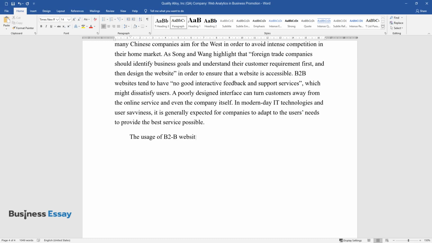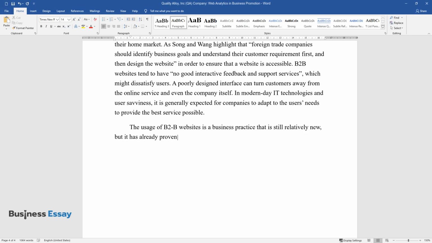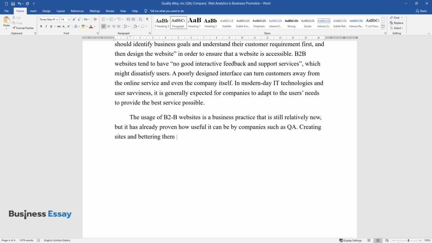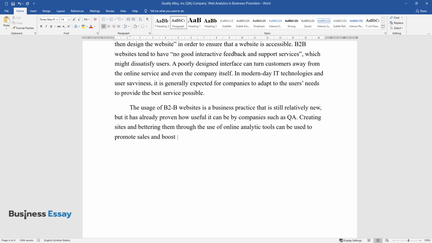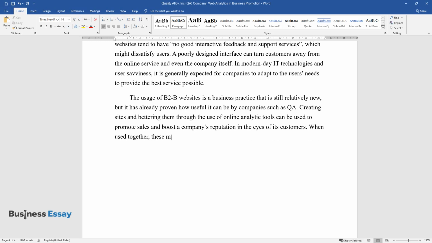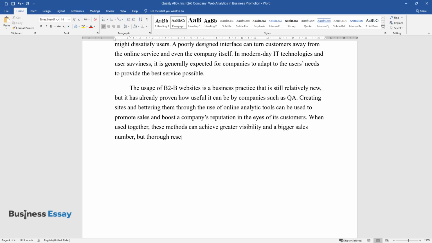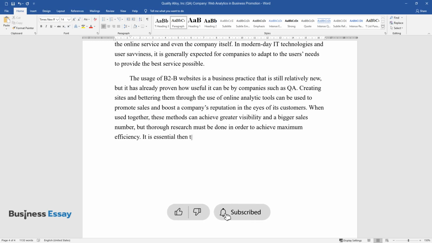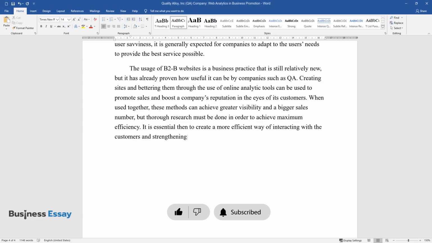The usage of B2B websites is a business practice that is still relatively new, but it has already proven how useful it can be by companies such as QA. Creating sites and bettering them through the use of online analytic tools can be used to promote sales and boost a company's reputation in the eyes of its customers. When used together, these methods can achieve greater visibility and a bigger sales number, but thorough research must be done in order to achieve maximum efficiency. It is essential then to create a more efficient way of interacting with the customers and strengthening the business.